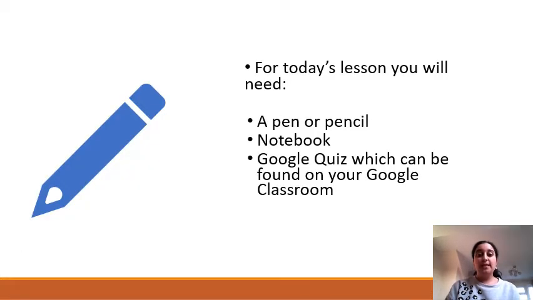So for today's lesson, you will need a pen or a pencil, a notebook, and the Google quiz, which can be found on your Google Classroom, and that is titled Humanities Lesson 1. So pause the video here while you go and get your things that you need.